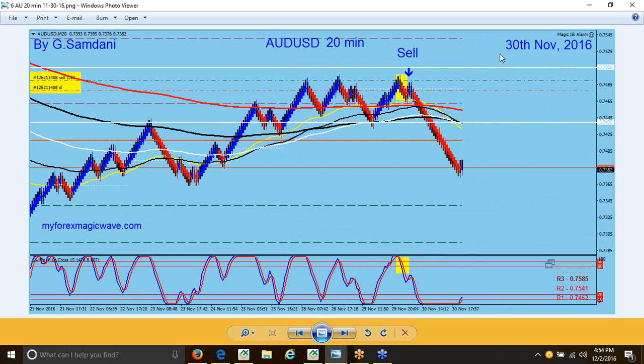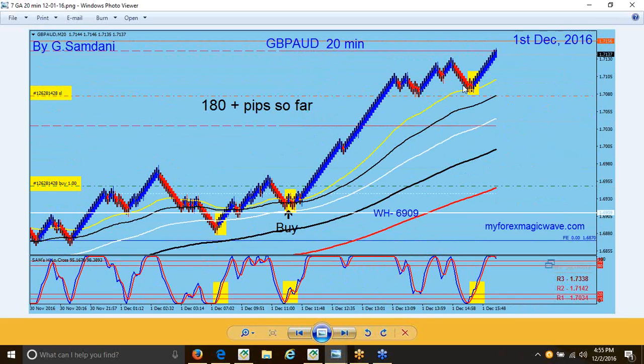Then again on the 30th, this was a small trade, AUD/USD. Usually I don't trade it, but the 40-minute chart was making such a nice entry, so I took an entry from the 20-minute chart just to make a few pips here. And the next day, December 1st, GBP/AUD came into play again. Look, 180 pips. This was beautiful. This was an entry, but I didn't take that one. This one I took, and then all the way up.